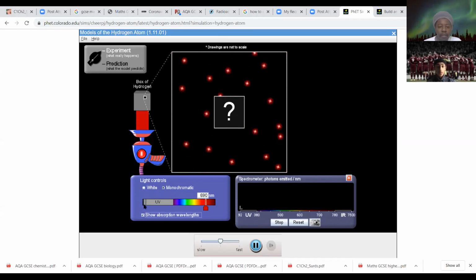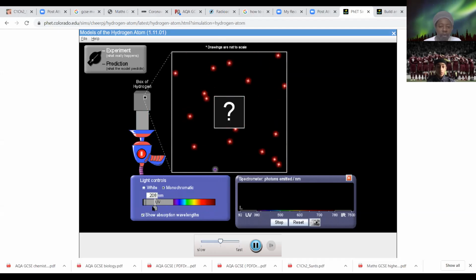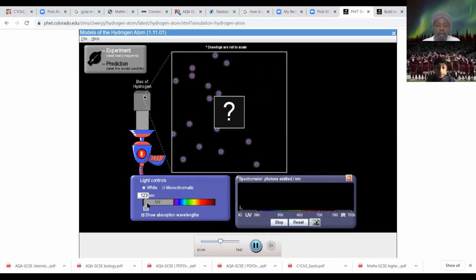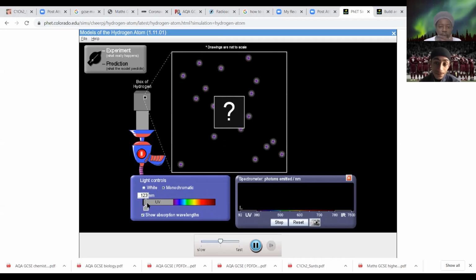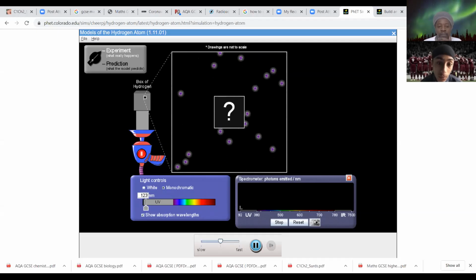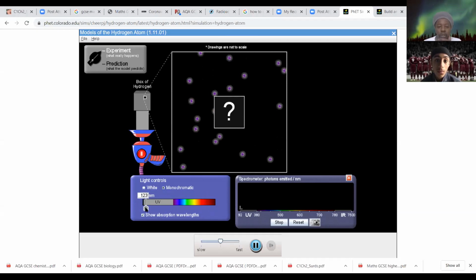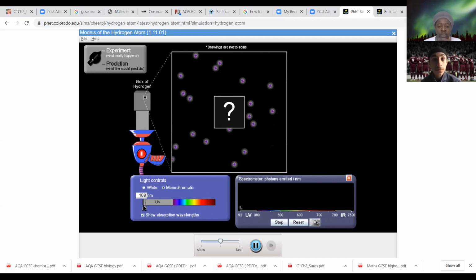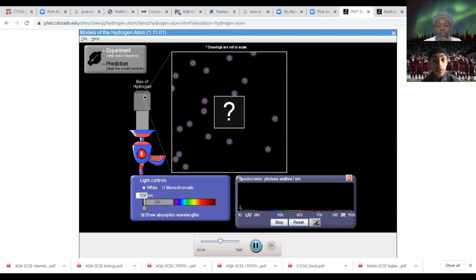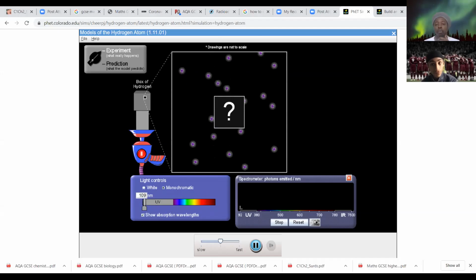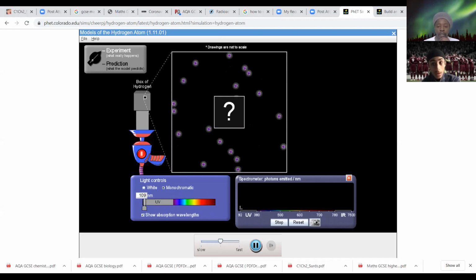Show absorption wavelengths. Okay, so those are my absorption wavelengths. So if I go back here, now here, these wavelengths are what the hydrogen is absorbing, these photons. So when these pass through, the hydrogen is more than happy to gobble them up because it gives the electrons sufficient energy to be able to jump from one orbit to another.